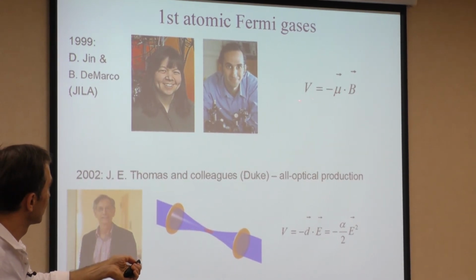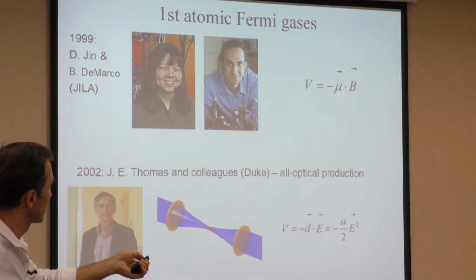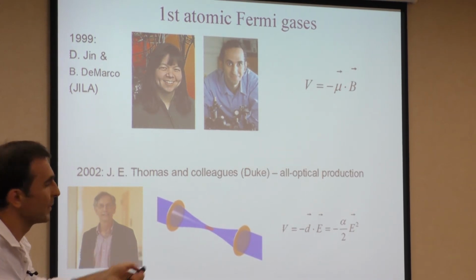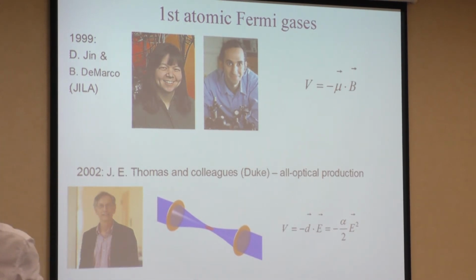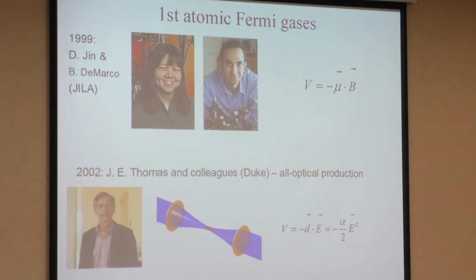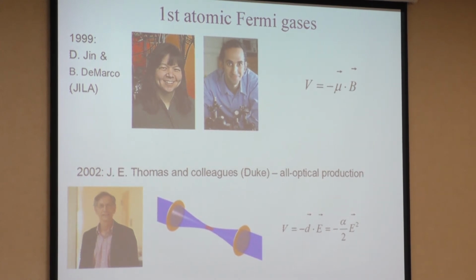So the trapping potential is again magnetic moment times the value of the magnetic field. And the next important step was made in 2002. The degenerate Fermi gas was produced in an optical dipole trap.